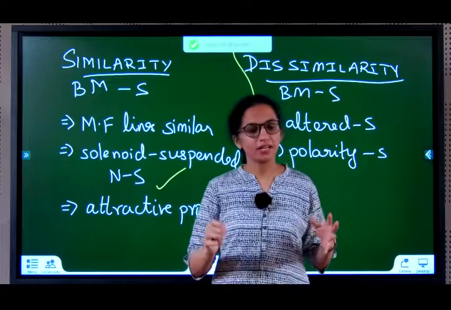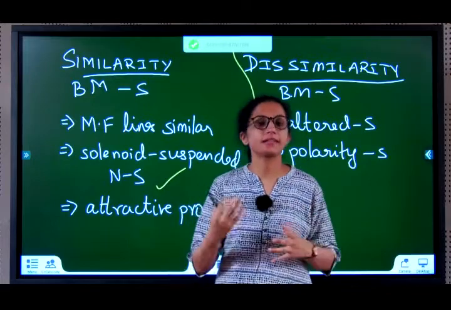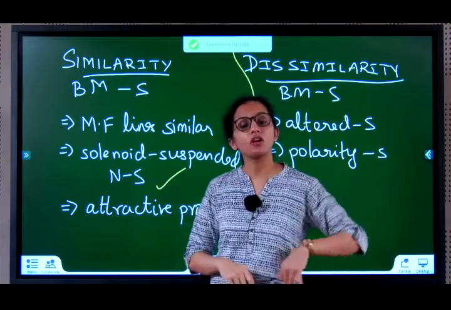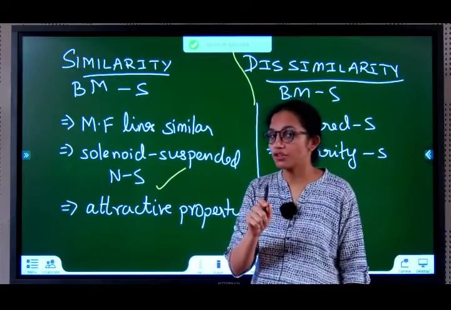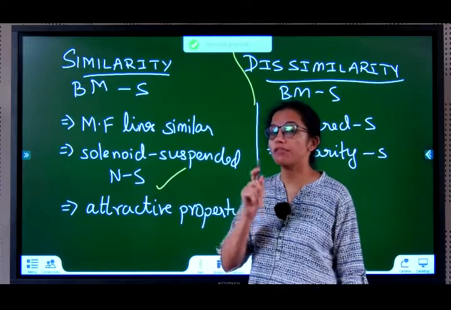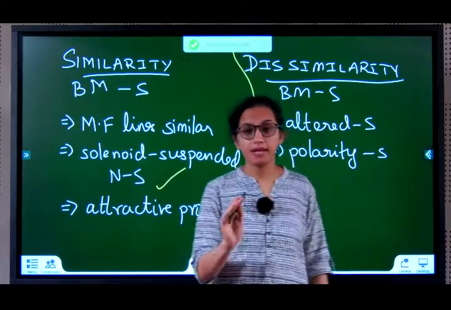The bar magnet shows attractive property to different iron substances and other magnets. Even the solenoid will show attractive property to other substances. But what happens to the solenoid? It shows the attractive property only when current is flowing through it. A bar magnet will always show it.